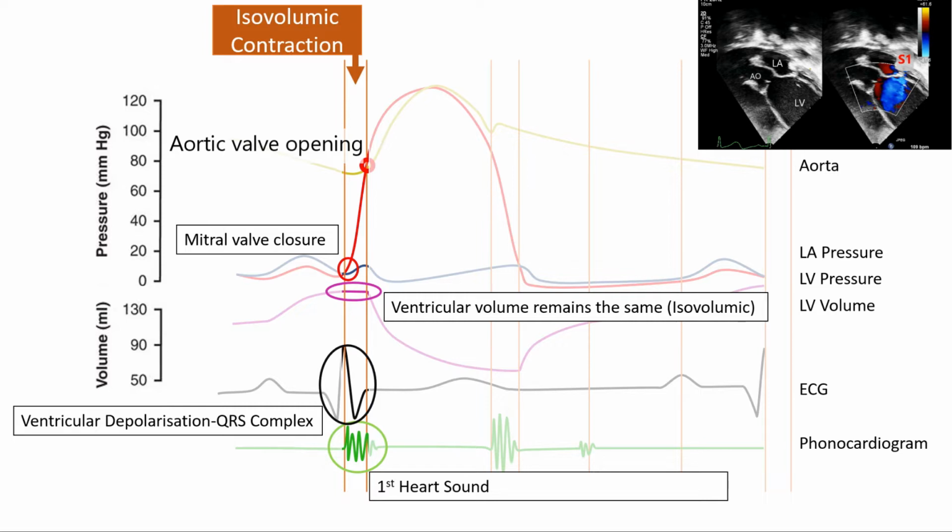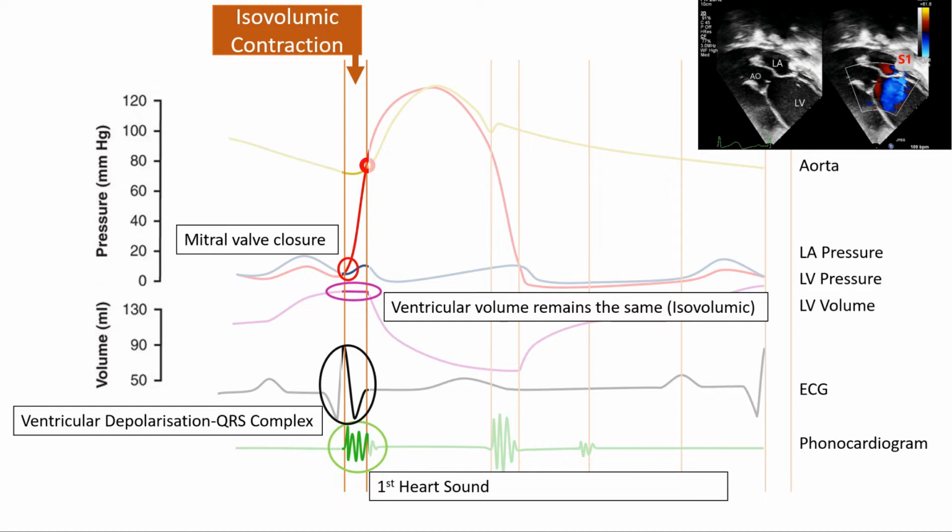This period ends when LV pressure goes above the aortic pressure and aortic valve opens. Therefore, in this period between closure of mitral valve and opening of aortic valve, there is no inflow or outflow to the left ventricle because both valves are closed. Because of this, even though there is a rapid rise in pressure during this period, there is no change to the ventricular volume. So it is called isovolumic contraction.